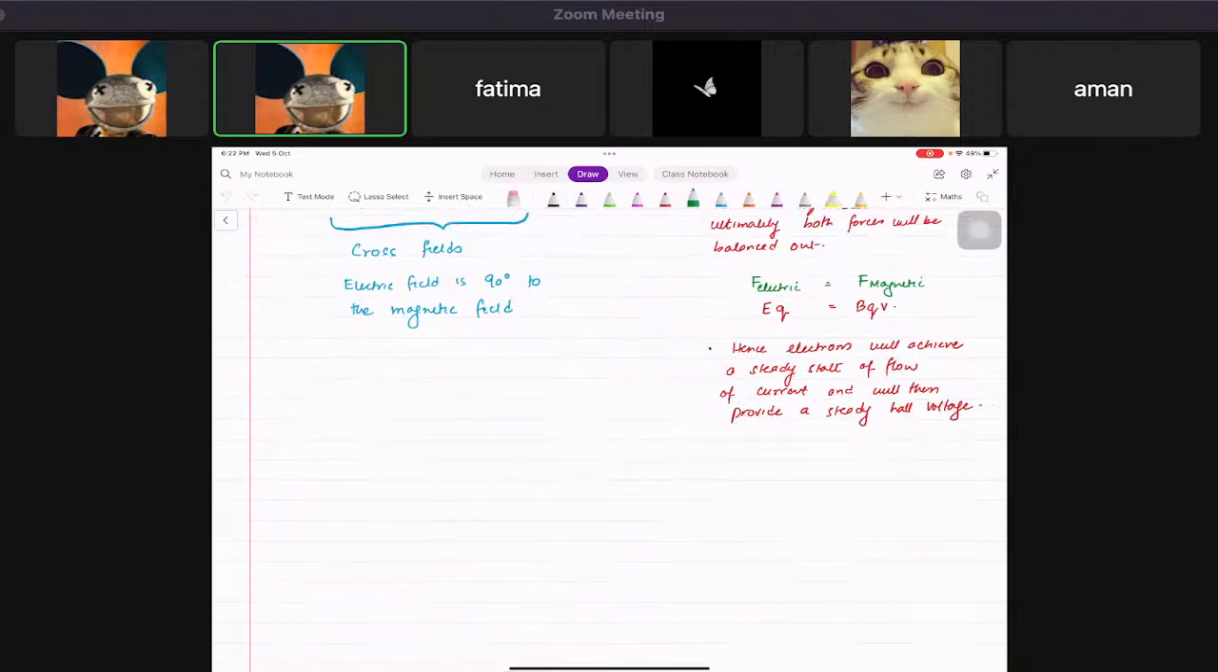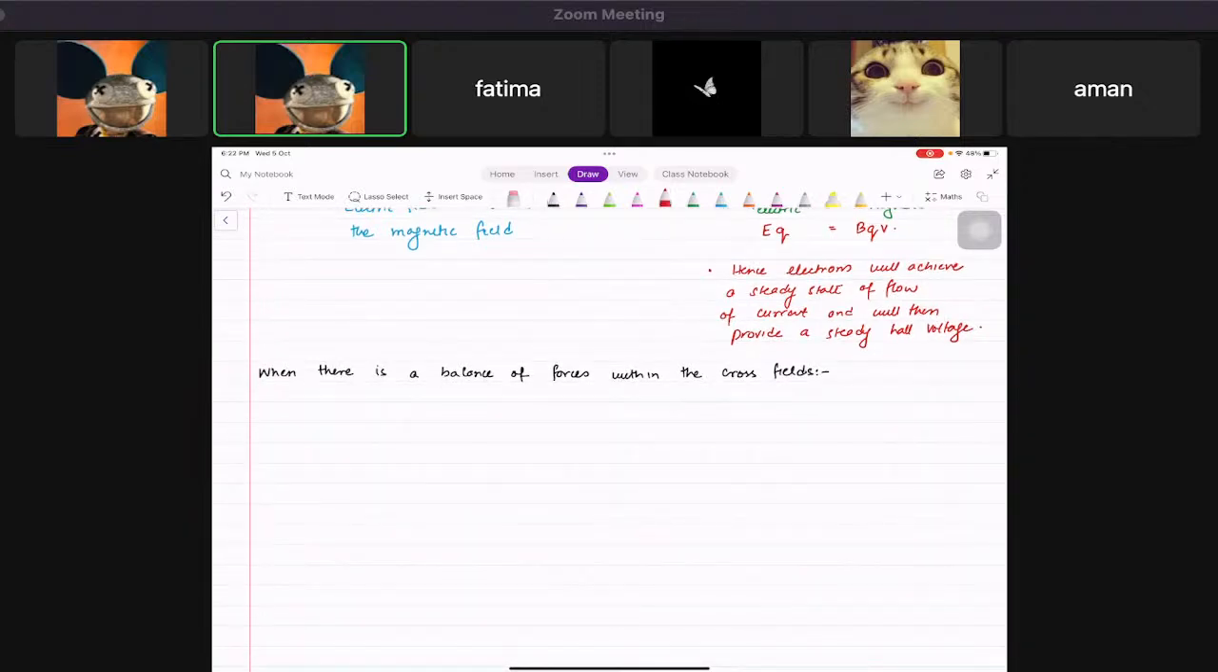I just want to point out this very important equation, and that is when there is a balance of forces within the cross fields. The cross fields basically mean that the force due to the electric field is equal to the force due to the magnetic field, and they are acting in opposite directions.